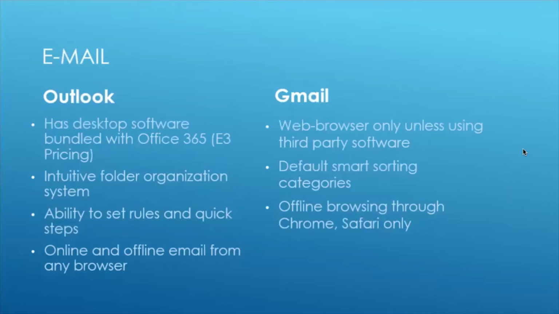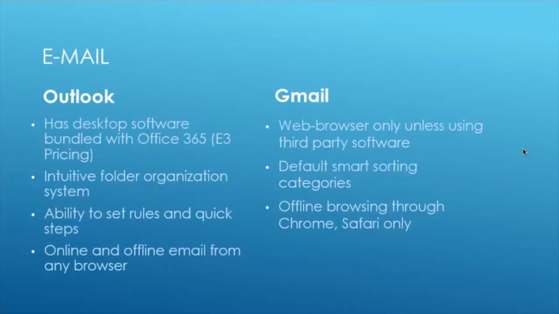Rules and quick steps are really, really nice because anything that you do repeatedly, you can set to automate. With a click of a button, you can send a certain type of reply. You can forward an email. You can set a rule to just automatically forward certain emails, route them to different folders. Unfortunately, those sorts of features are not available in the Google product.